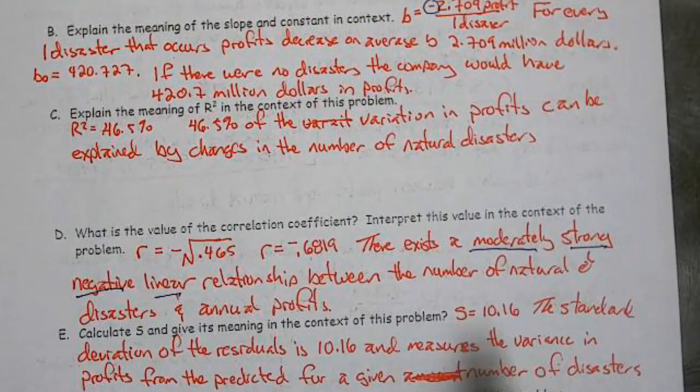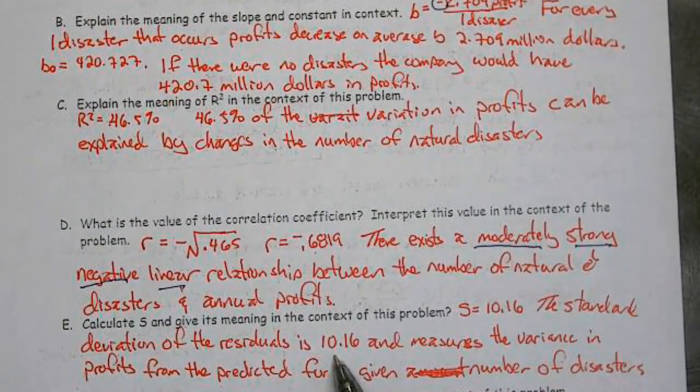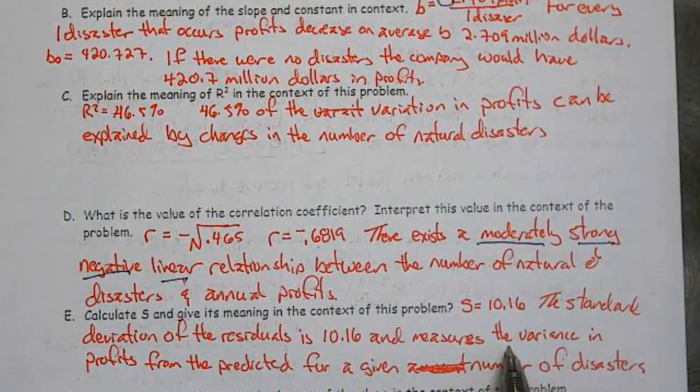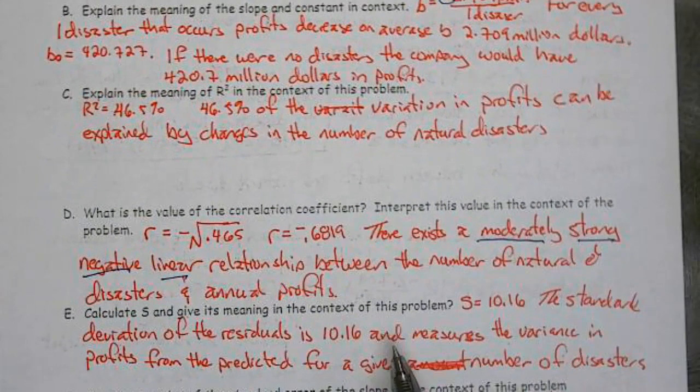So the standard deviation of the residuals is 10.16 and measures the variation in profits from the predicted for a given number of disasters.